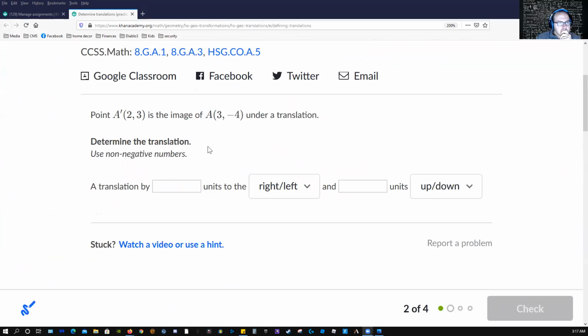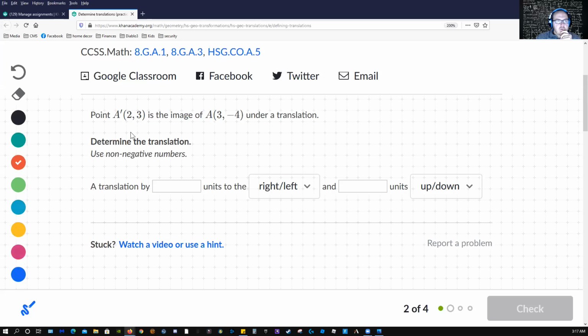Okay, so this time, what it's asking you to do is, here's our x value and here's our y value from A prime. And this is our original x value and our original y value. I've been color coding this whole time. Hang on. This is our y prime. This is our original y. This is our original x. And this is x prime.